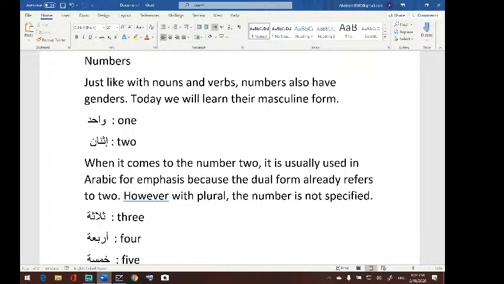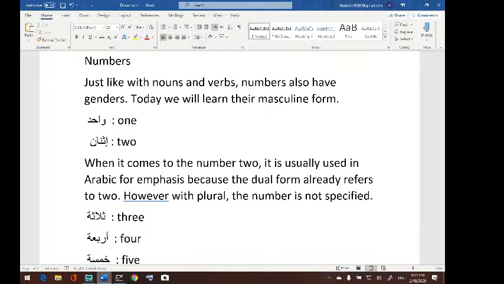So the number one is wahid. One, wahidun. The number one is the easiest to use. Kitabun wahidun. Qalamun wahidun. It's used like mawsuf sifat. For example, you say maktabun wahidun. So wahid is used as mawsuf sifat. This is the easiest one to use.